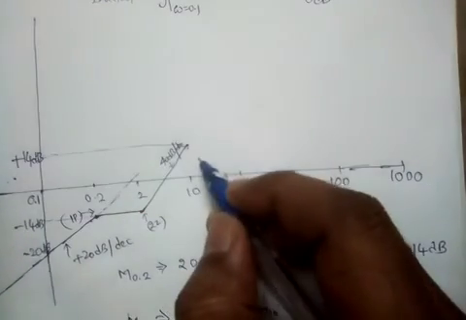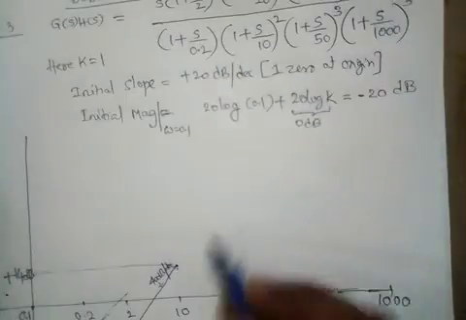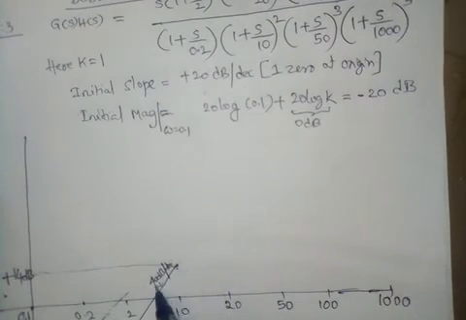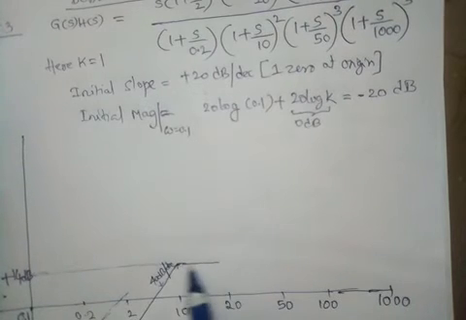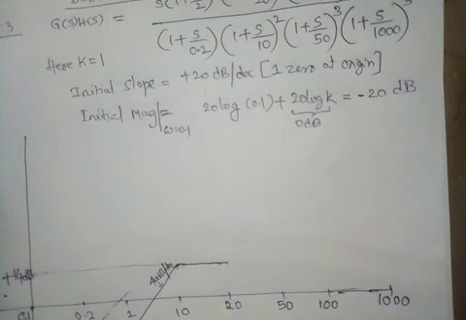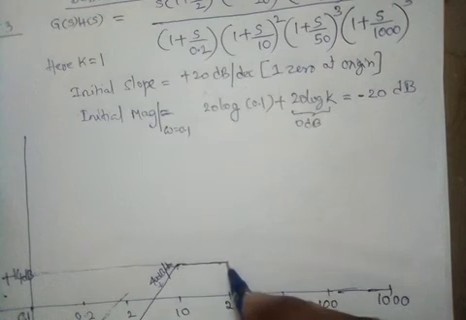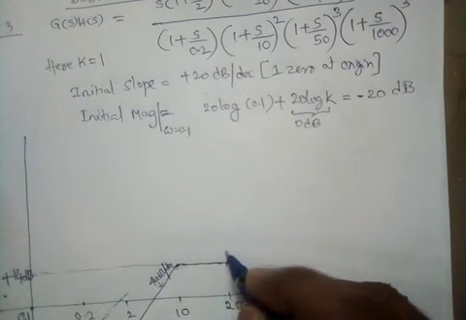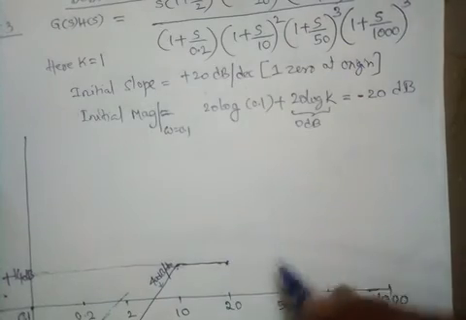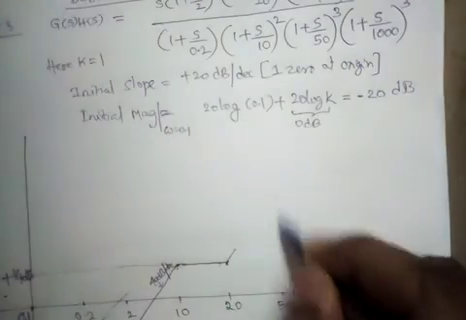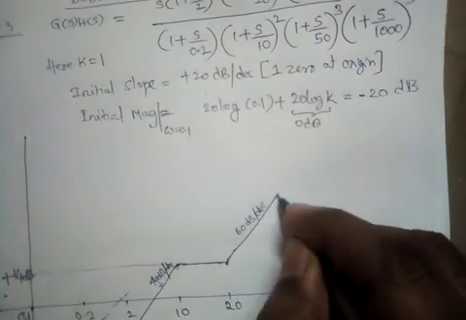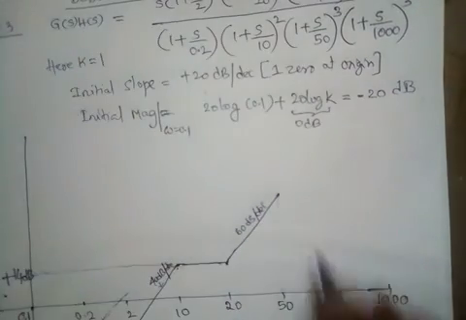At omega is equal to 10, two poles have been added. So resultant slope will be plus 40, with minus 40 added, so resultant slope will be 0 dB. It is extended up to omega is equal to 20. At omega is equal to 20, again 3 zeros have been added, that means plus 60 has been added. This is 60 dB per decade. Slope is maintained up to the next corner frequency, that is omega is equal to 50.